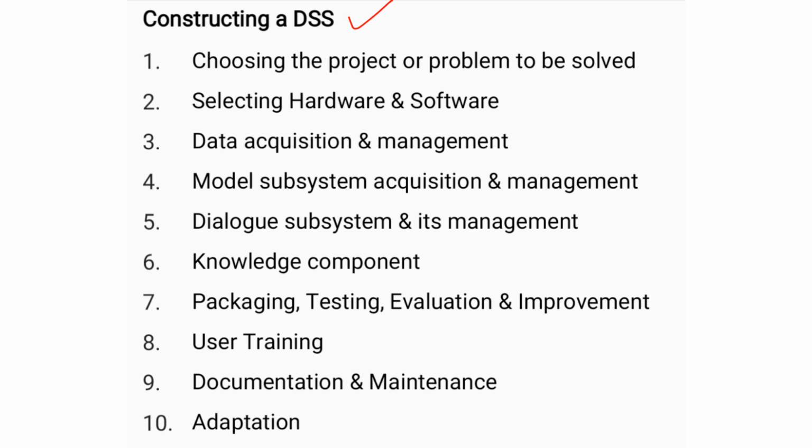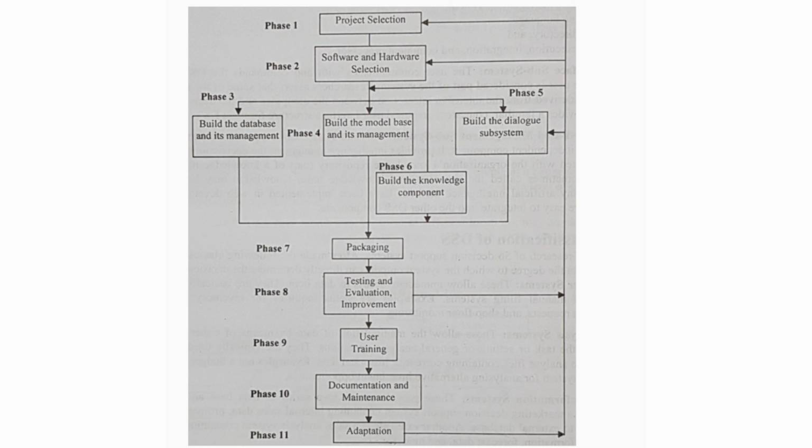So it contains totally 11 phases. Here I mentioned 10 phases, but actually 11 phases are there. So what are these particular phases? And this can be explained along with this diagram also. So first I'll explain the diagram. So the phase 1 will be project selection.